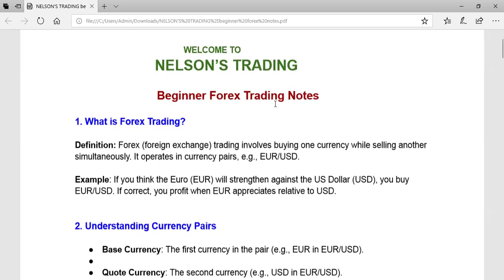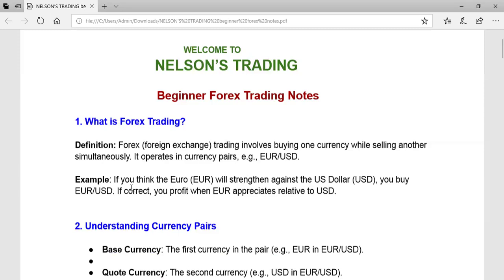Beginner Forex trading notes. What is Forex trading? Definition. Forex trading, that is foreign exchange, involves buying one currency while selling another simultaneously. It operates in currency pairs. For example, EUR/USD. So EUR/USD means Euro USD. Euro is the currency used in Europe, and USD is the currency used in the United States.